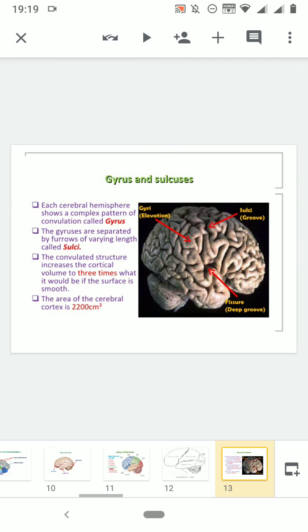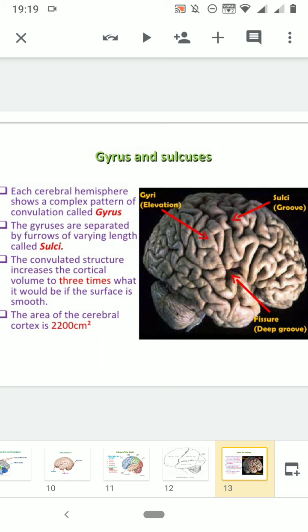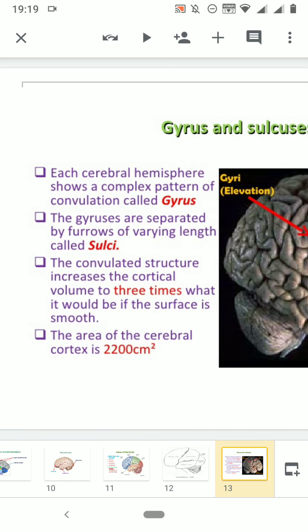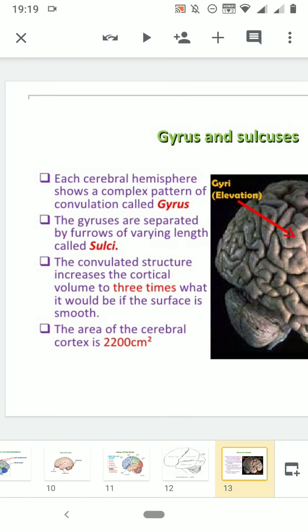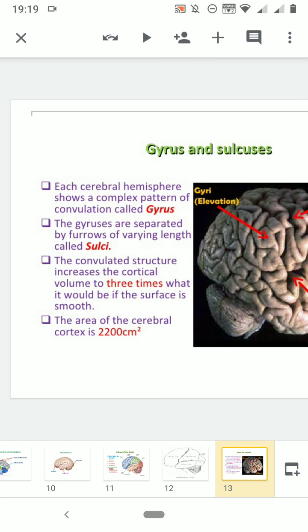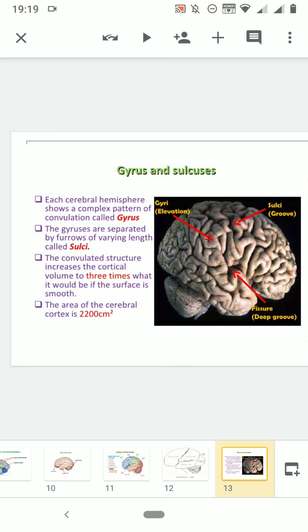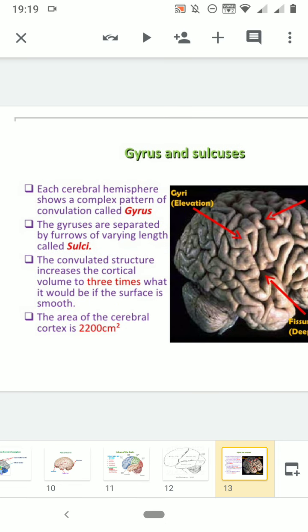Okay, so next we are talking about the sulci and the gyri. Always remember the gyri are nothing but a complex pattern of convolutions, whereas the sulci are furrows of varying length. They are like fissures. And why is there so much convolution? Because the convolutions, the sulci and gyri, are a very characteristic feature of the human brain. What they do is increase the surface area. Because the surface area is increased, the cerebral cortex can accommodate a large amount of gray matter. Gray matter is nothing but neurons, or the cell bodies of neurons. Okay, and the white matter is the connecting fibers.